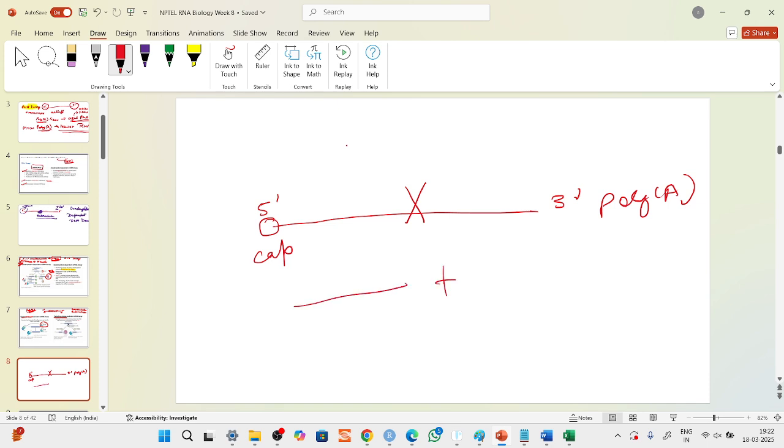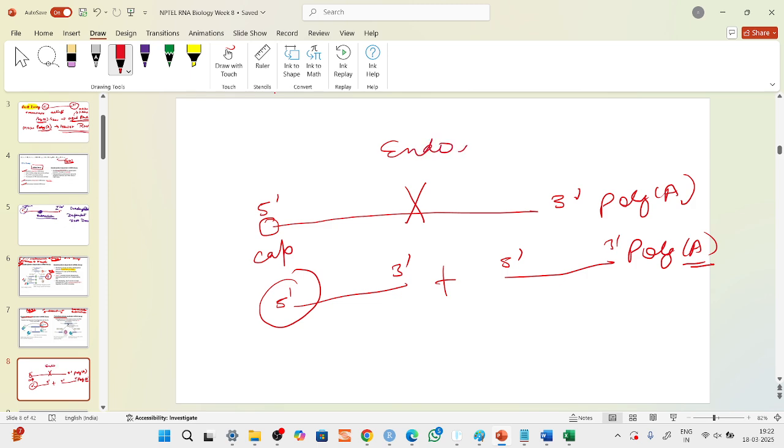So now what happens? I have now two RNA fragments. One has a 5' cap. This becomes a 3' end. This becomes the 5' end, and at the 3' end, I have the poly A tail. So because some endoribonuclease came and attacked in between here, it has produced two mRNAs from this mRNA.